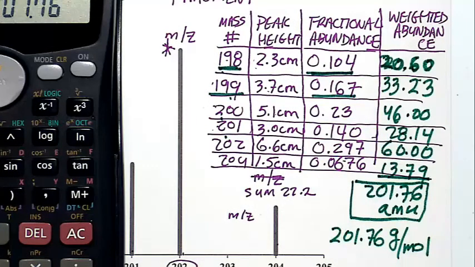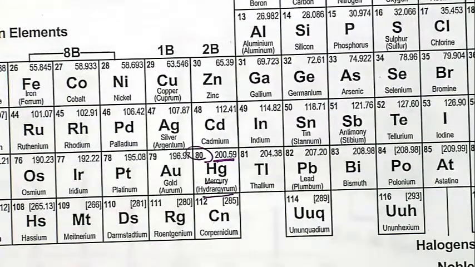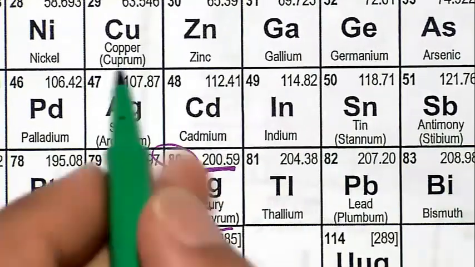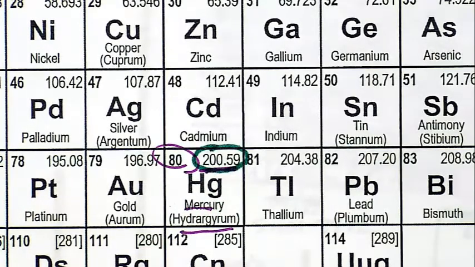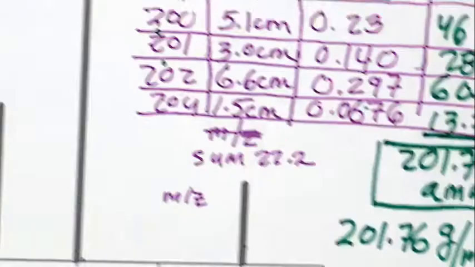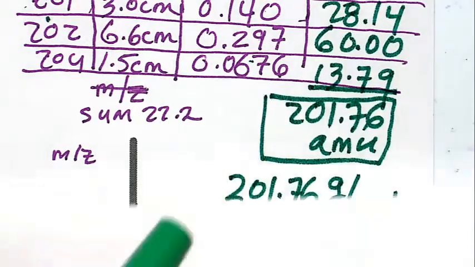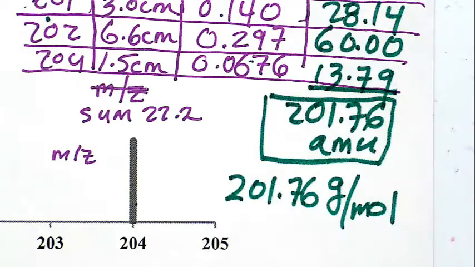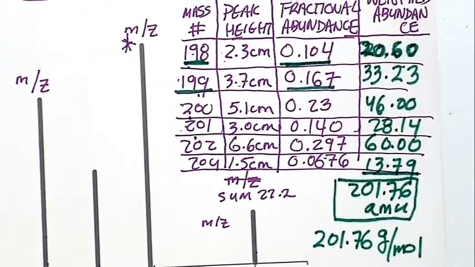Let's check that with our value in the periodic table. And the value in the periodic table is 200.59. Okay? 200.59, and we calculated a value of 201.76. So we are not that off. 201.76 versus 200.59 is a pretty good margin of error. It's probably less than 1% error if you calculate the error.